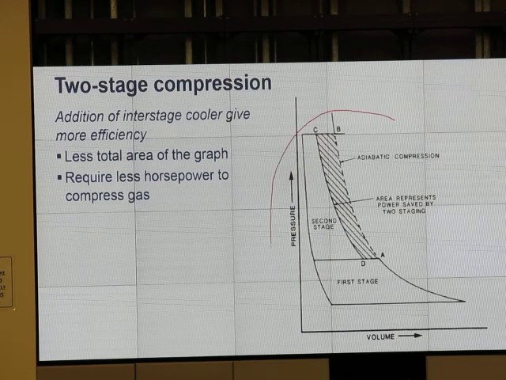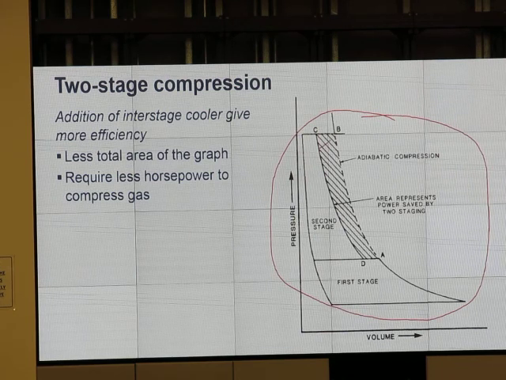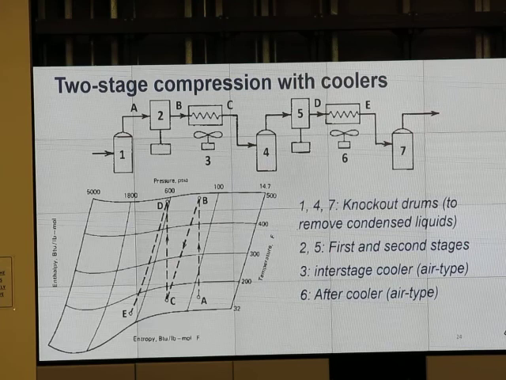Benedict, what about this graph? You know anything about this? That we need to have an interstage cooler. If I don't tell you, you don't add it. Probably you will do something very wrong. Okay.